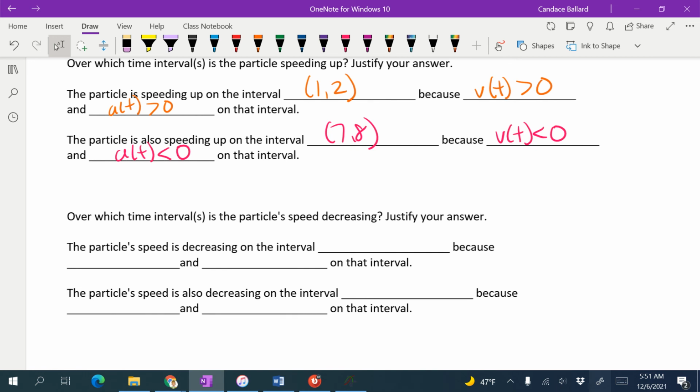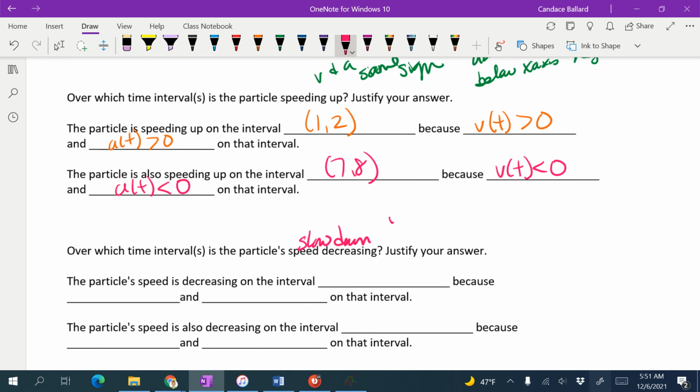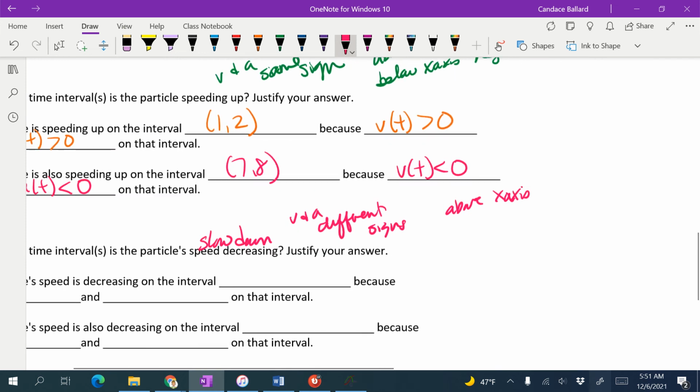Now it wants to know at which times the particle speed is decreasing. This is another way of saying slowing down. So again, slowing down is when the velocity and acceleration have different signs, which means we are above the x-axis with negative slope, or we are below the x-axis with positive slope.